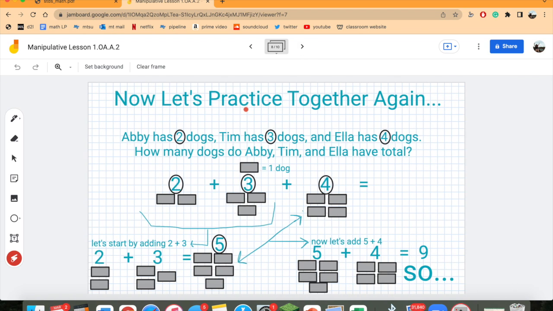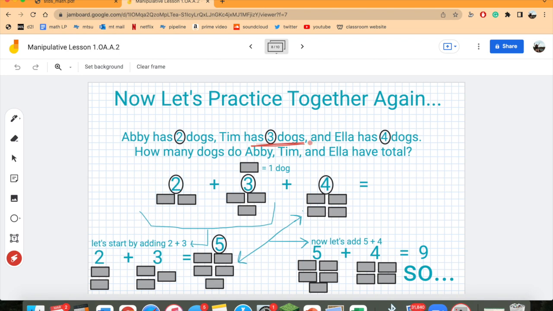So now let's practice together one more time. Abby has 2 dogs, Tim has 3 dogs, and Ella has 4 dogs. How many dogs do Abby, Tim, and Ella have total? So we have to set our problem up. We know that Abby has 2 dogs. So here are Abby's 2 dogs.